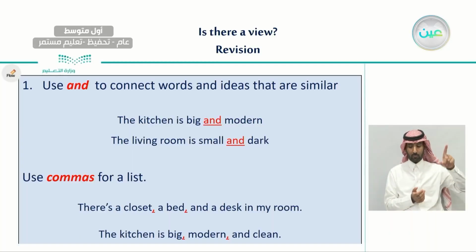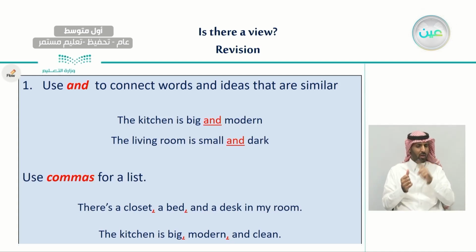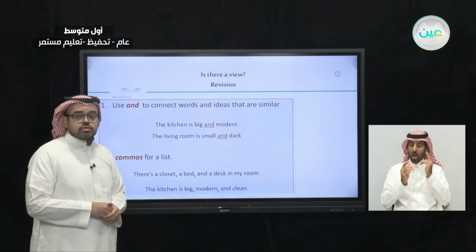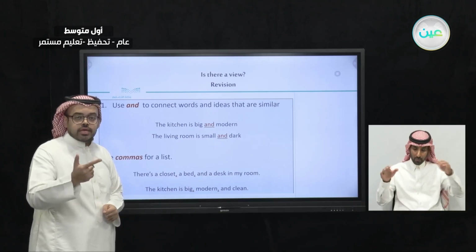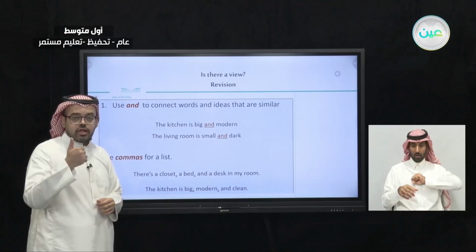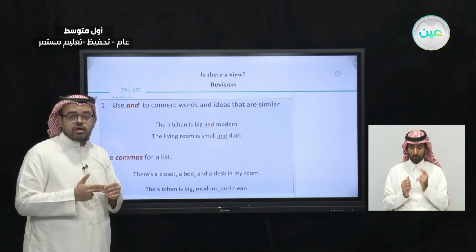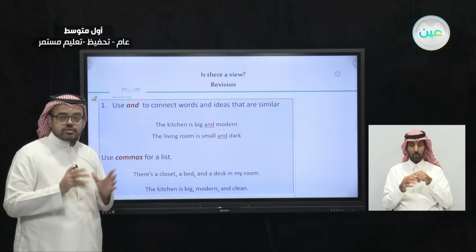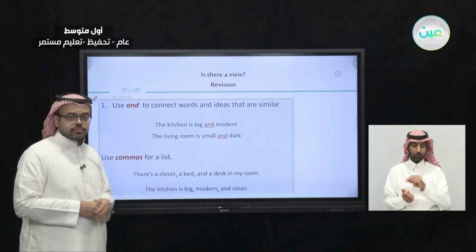We also said that we use commas if we have a list. For example, there is a closet, a bed, and a desk in my room. So here we have a list of 3 things that are in my room. In this case, I would use the commas.